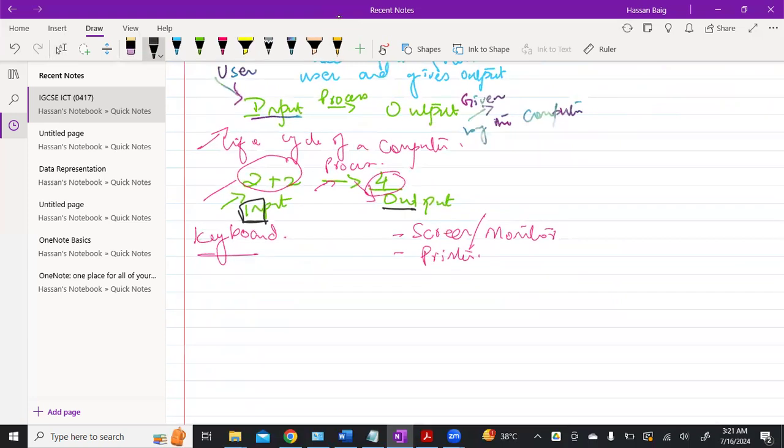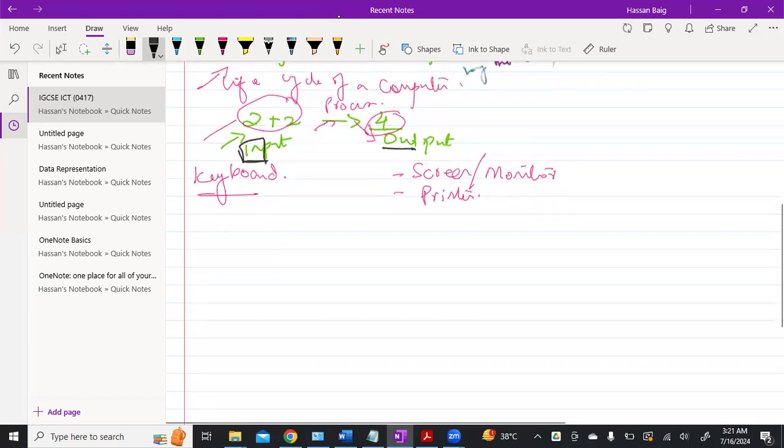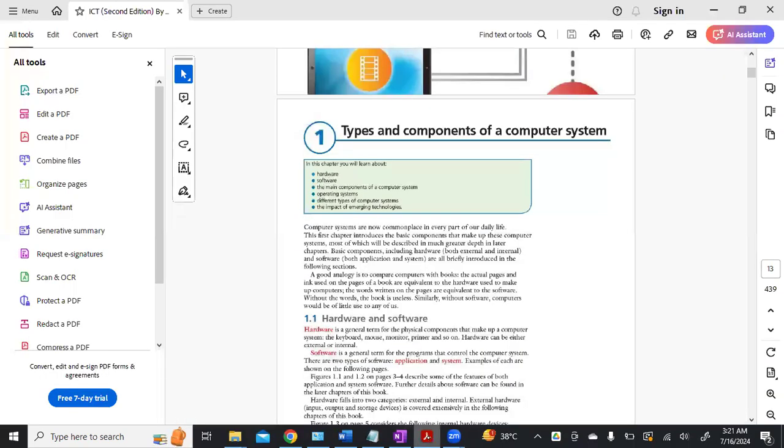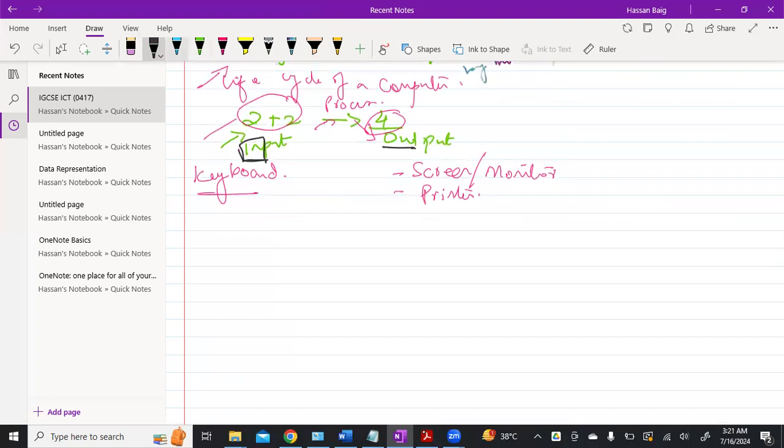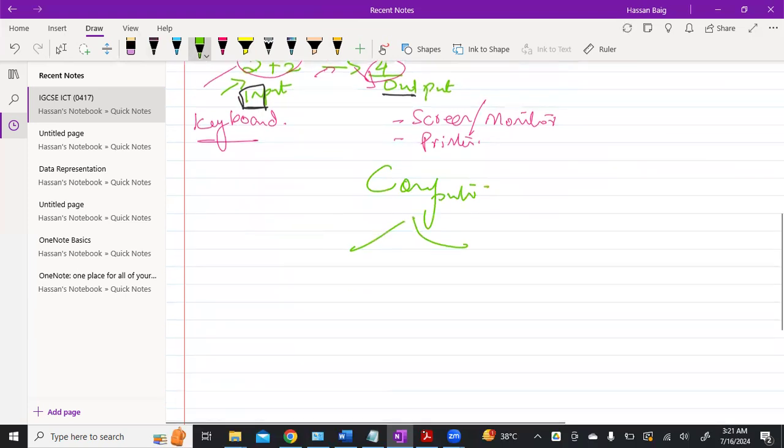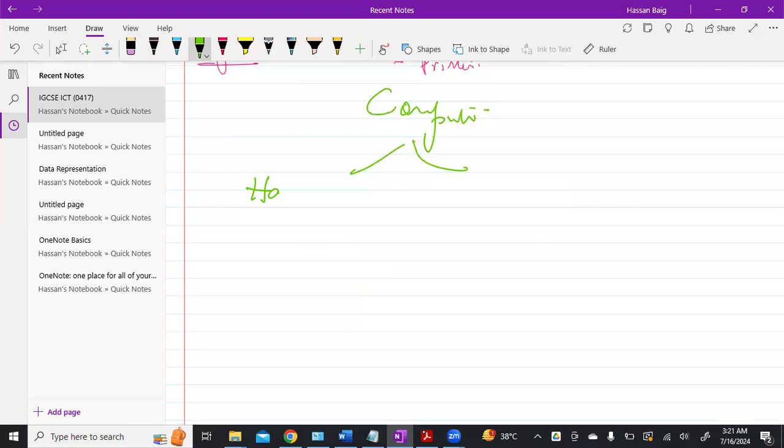So now we will discuss the next topic, that is hardware and software. See, computer is basically the combination of hardware and software. So we will write over here computer, and computer is basically made up of two things. The first one is hardware. In the exam, I'll share some past paper questions with this chapter after the class, and we'll discuss. So, hardware.